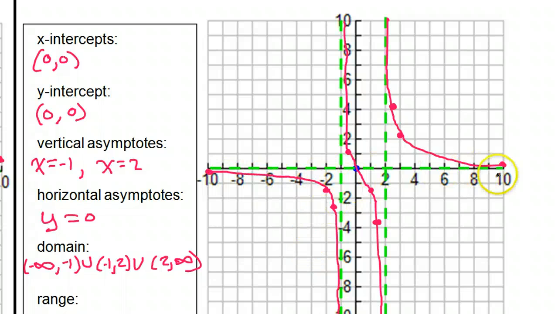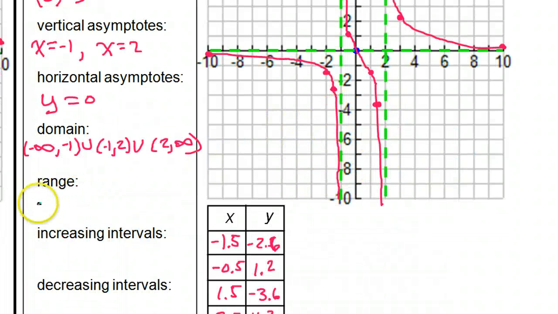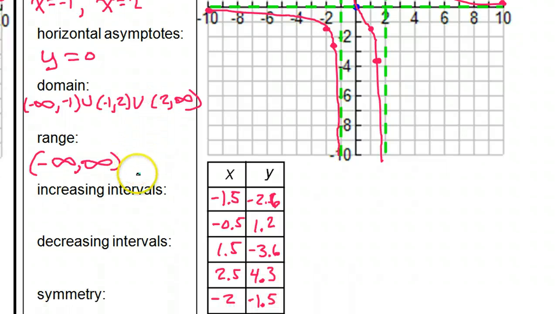Even though there's an asymptote here, this middle part just cut straight through it and went on through. We even have a value right on the asymptote. So every single y value is represented. Alright, nothing is skipped over. So that's why the range is a nice, smooth, negative infinity to positive infinity. Okay, no gaps.